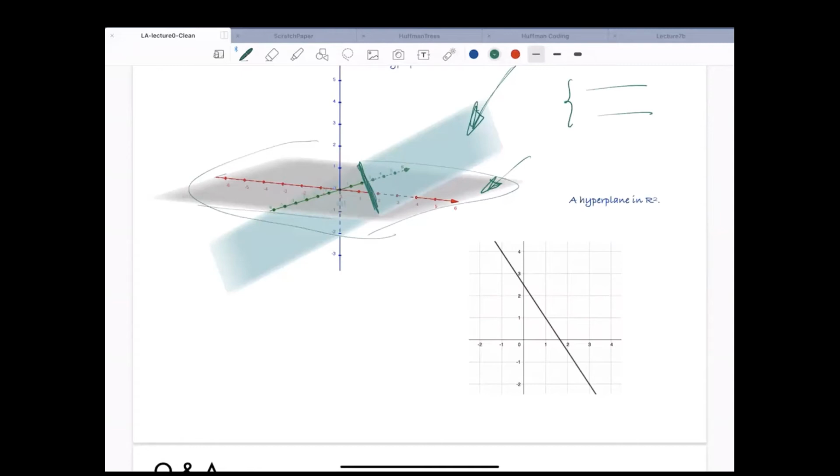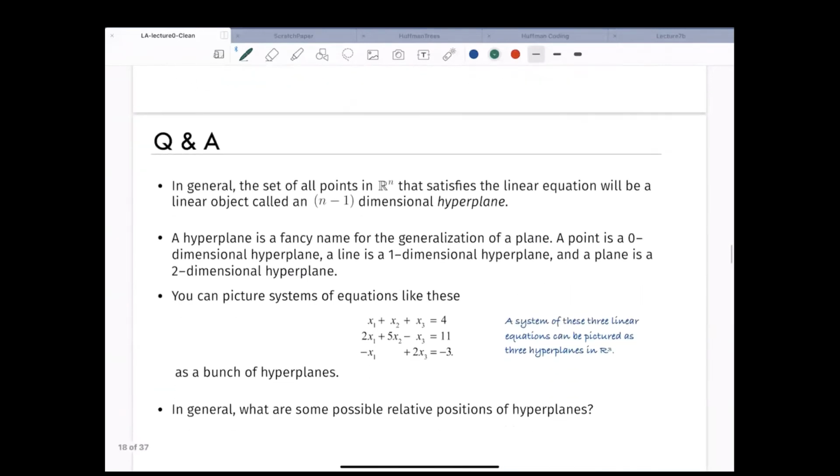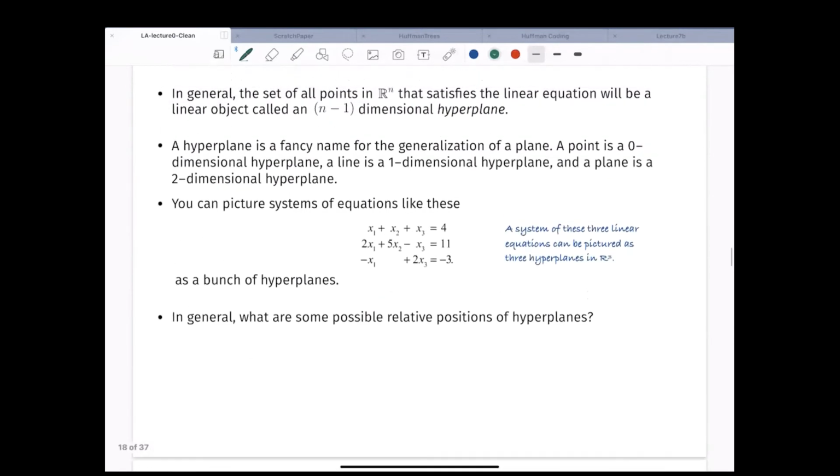Let's do an example on a plane where we actually can draw these things very easily. So yeah, just staying with 3 dimensions here for a second. Here you'd have a system of 3 equations in 3 unknowns.